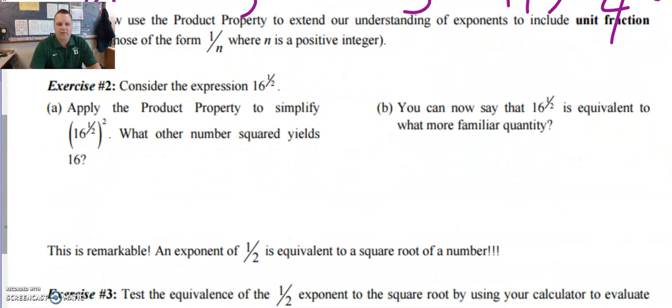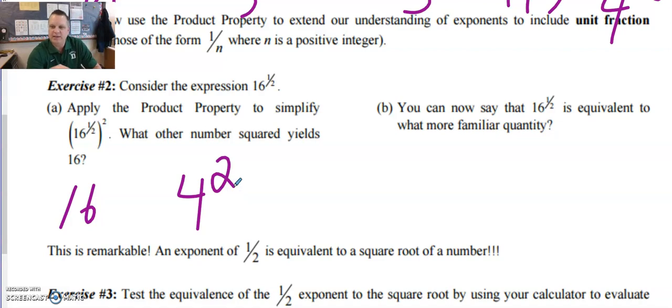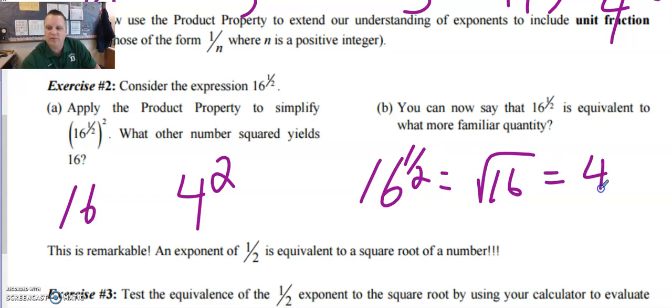Now we're going to look at fractional exponents. So apply the product property to simplify. If I have 16 to the 1/2 squared, so 1/2 times 2 is 1, so that just gives me 16. Now what other number squared yields 16? So what times itself gives you 16? It would be 4 squared. So now we can say, in part B, 16 to the 1/2 is equivalent to what more familiar quantity? Well, 16 to the 1/2 is the same as the square root of 16, which is 4.